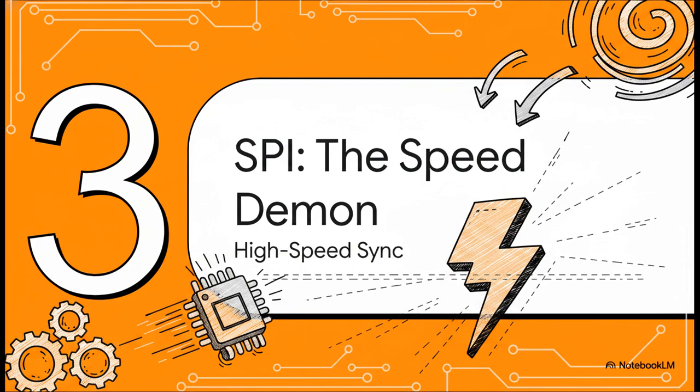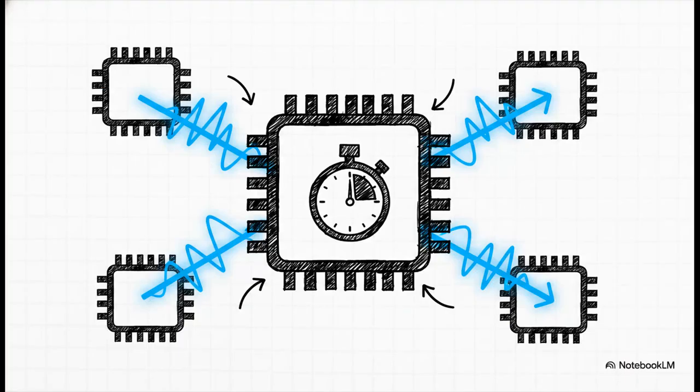Which brings us to Section 3, SPI, the speed daemon. SPI stands for Serial Peripheral Interface. Notice the massive shift in architecture here. SPI introduces a master device, usually your main microcontroller, that totally controls the communication, and one or more slave devices that respond to it. Crucially, the master generates a shared clock signal. Because both devices are perfectly synchronized to the exact same ticking clock, they can push data at incredibly high speeds.